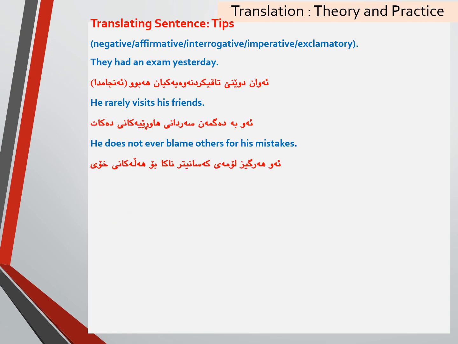He doesn't ever blame others for his mistakes. This is an explicitly negative sentence. But there is "ever" also, don't forget that word. ئەو هەرگیز لۆمەی کەسانی تر ناکا بۆ هەڵەکانی خۆی. You see the word هەرگیز, it is because of the word "ever". And "naka" is because of the negative.